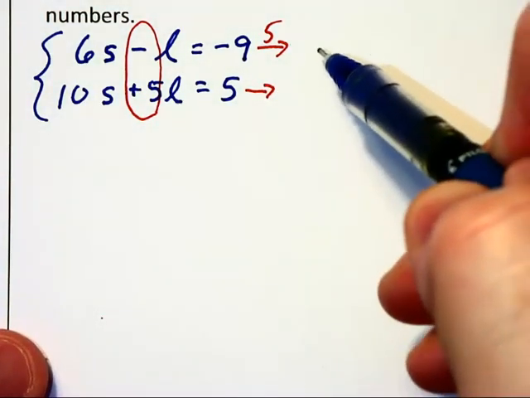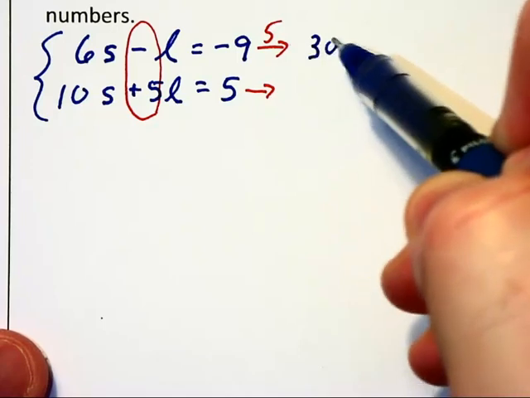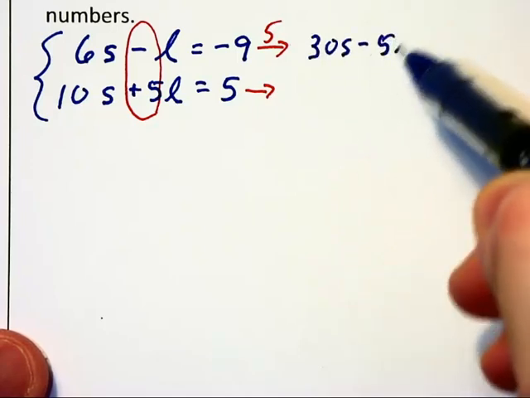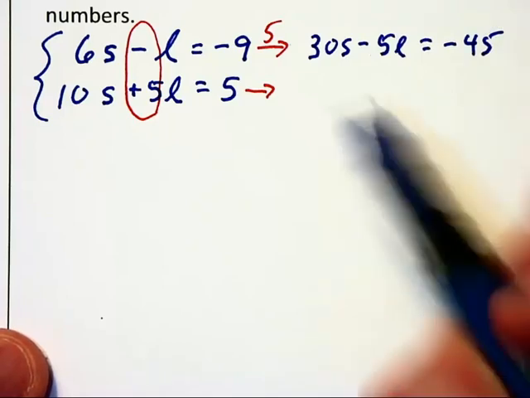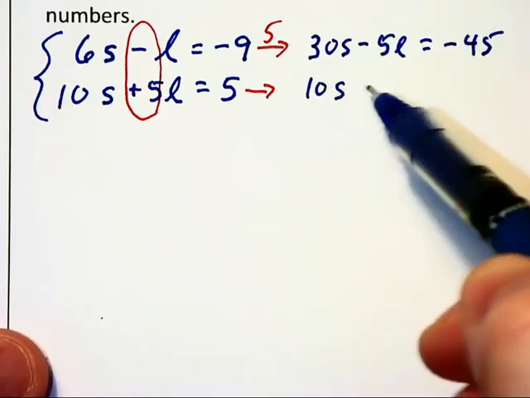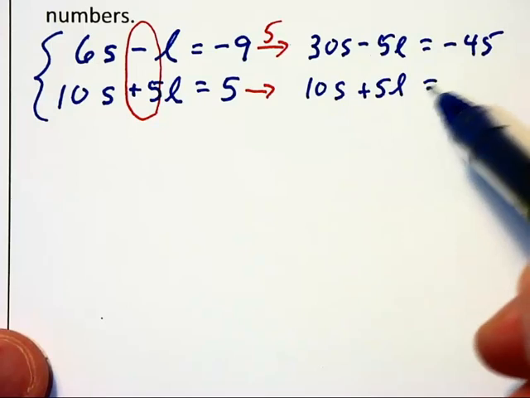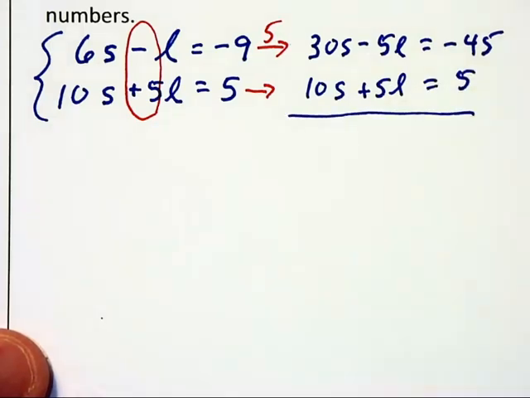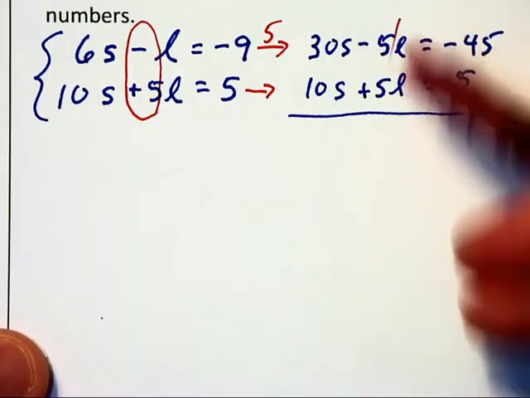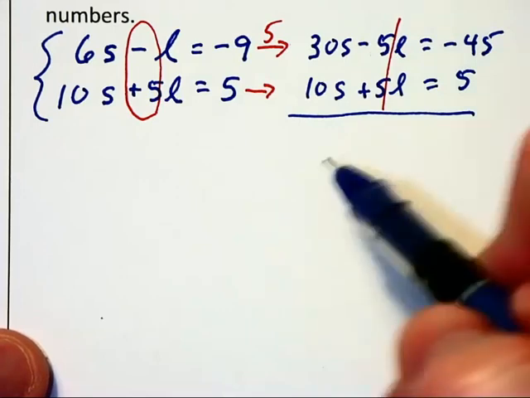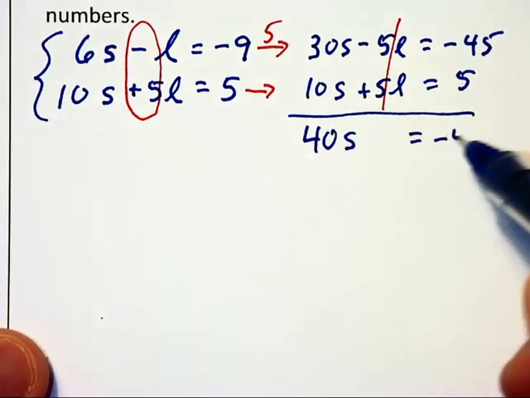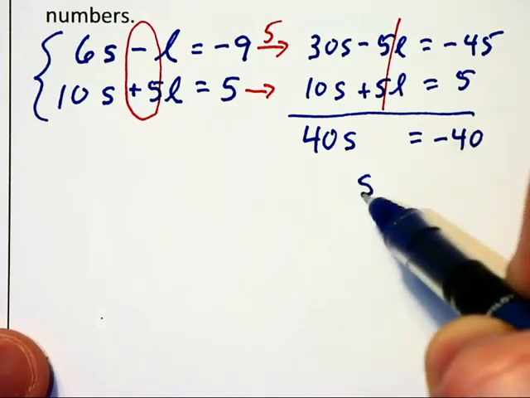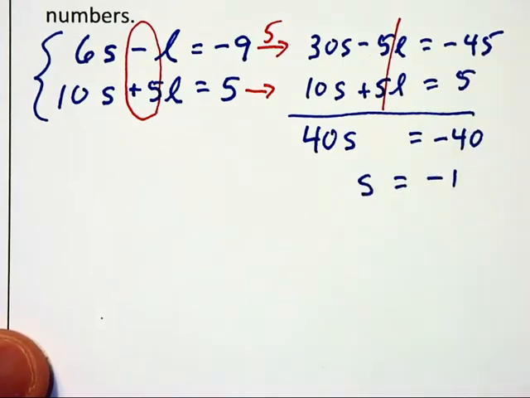Multiplying through the first equation by 5, I have 30S minus 5L equals negative 45. And the second equation just slides over. 10S plus 5L is equal to 5. We've designed this to cancel out the L's, which is what happens here, and we have 40S is equal to negative 40. Therefore, S is equal to negative 1.